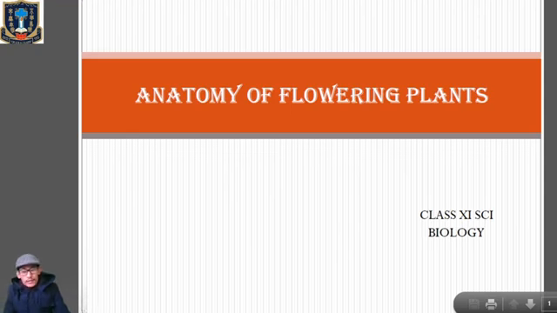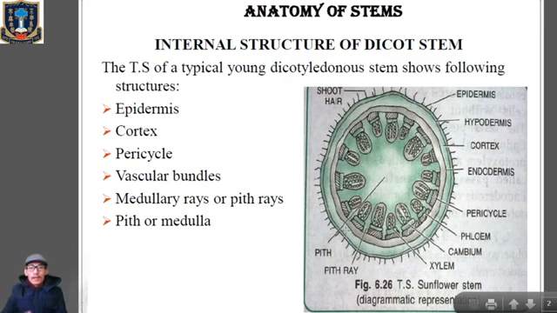Welcome to biology class. So we'll continue with the chapter anatomy of flowering plants. In the last class, we have learned about the anatomy of roots, that is dicot root and the monocot roots. So in today's class, we'll continue with the topic internal structure of dicot and monocot stems. Okay, so we are going to learn about the anatomy of dicot stem and the monocot stems. So first of all, we'll learn about the anatomy of dicot stem.